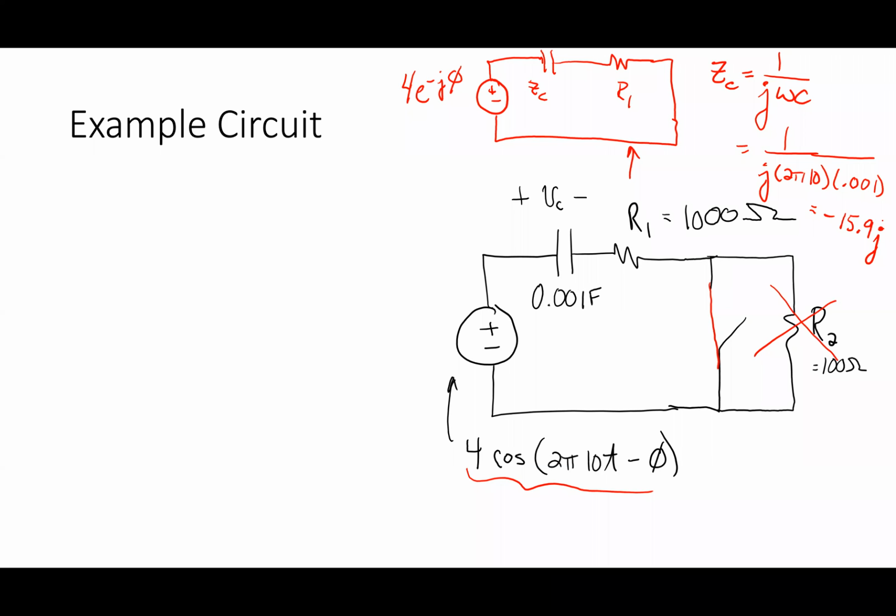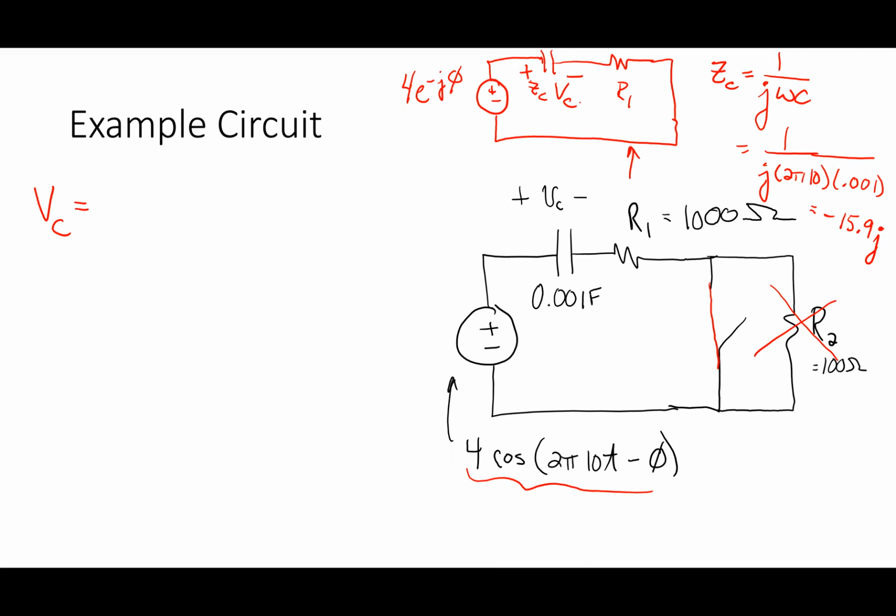So in other words, I'm going to treat that Z sub C like it's a resistor that has a complex value. If I wanted to figure out the voltage, how do I solve that? I solve for the phasor of V sub C. V sub C is the voltage across there.